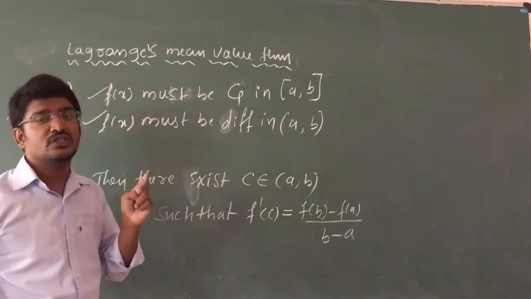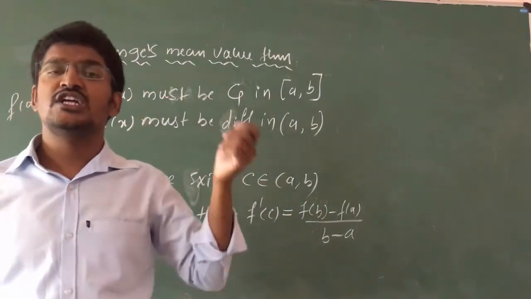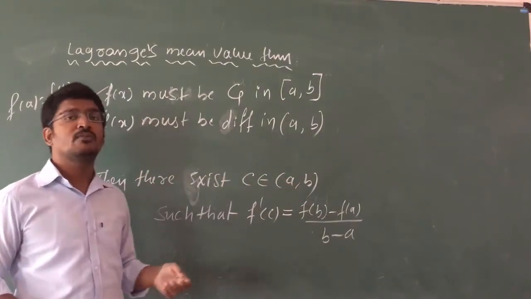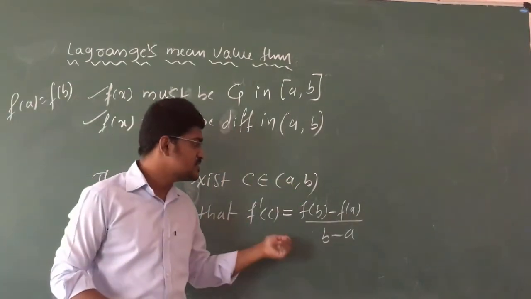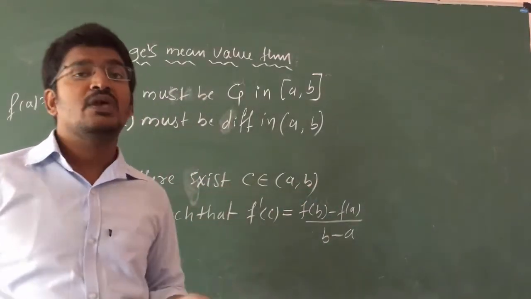Lagrange's mean value theorem tells that it has only 2 conditions. The function should be continuous, it should be differentiable, then there exists c belongs to the open interval (a, b) such that f'(c) is equal to (f(b) minus f(a)) divided by (b minus a).